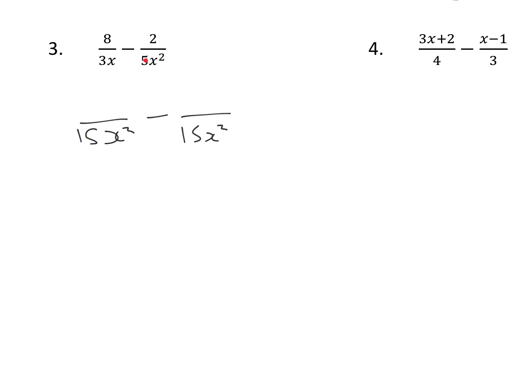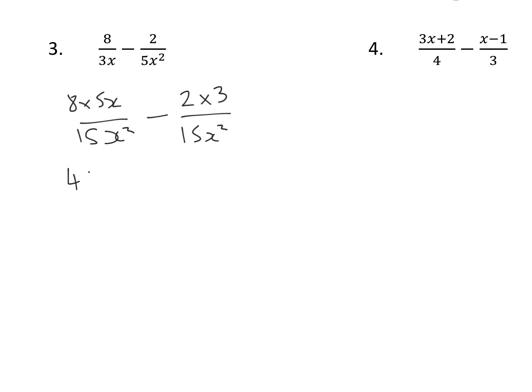And 3 can go to 15, and 5 can go to 15. So our common denominator was almost multiplying them all together, but I spotted x was a common factor, so I didn't multiply by the x as well. So how do we get from 3x to 15x squared? You have to multiply by 5 and multiply by x. So we need to get the 8 and multiply it by 5x. On the second fraction, how do we get from 5x squared to 15x squared? We have to multiply it by 3. So we've got to multiply the numerator by 3.